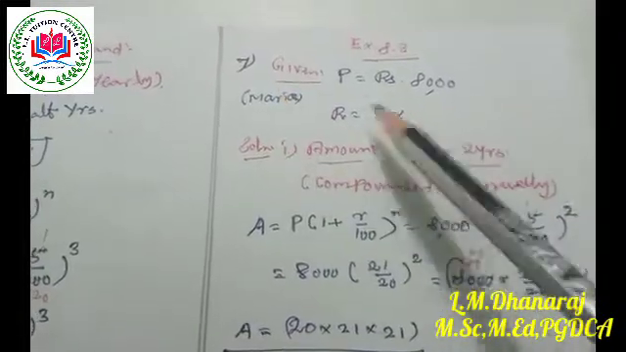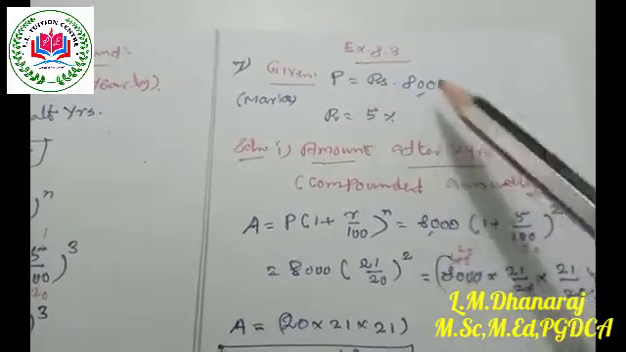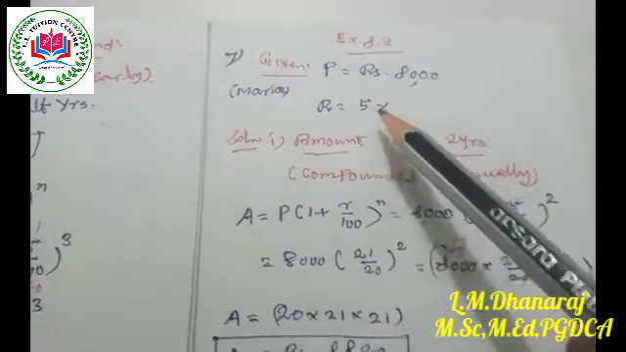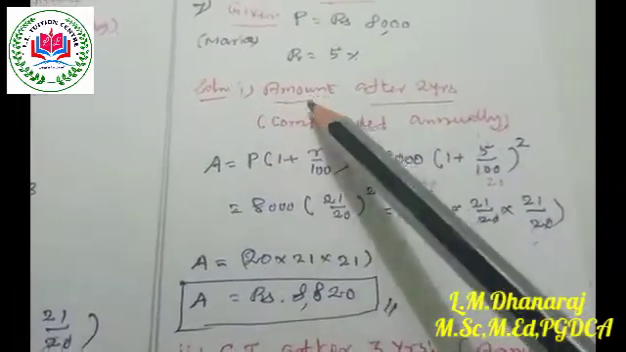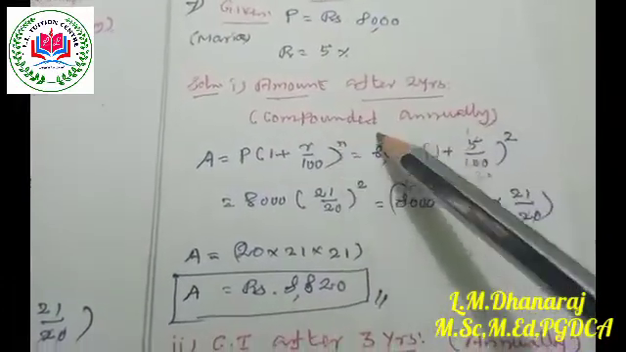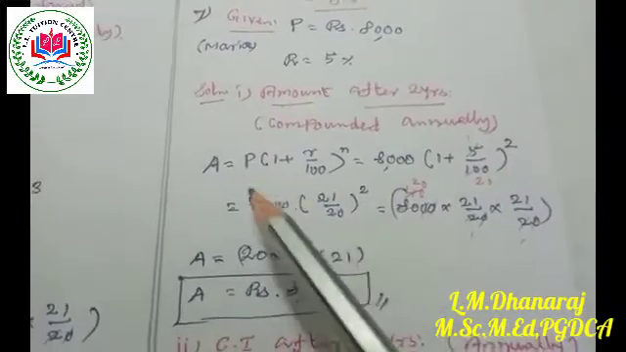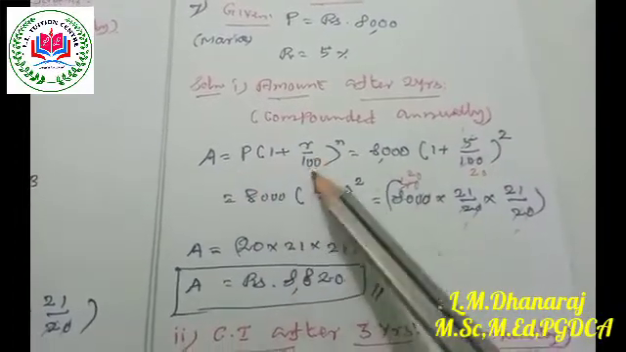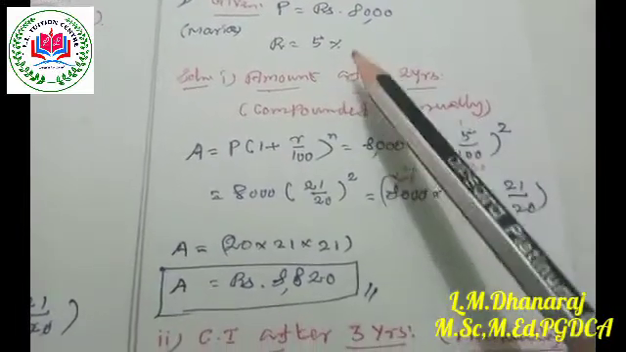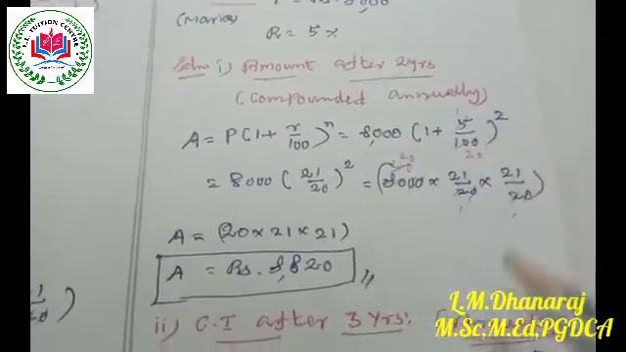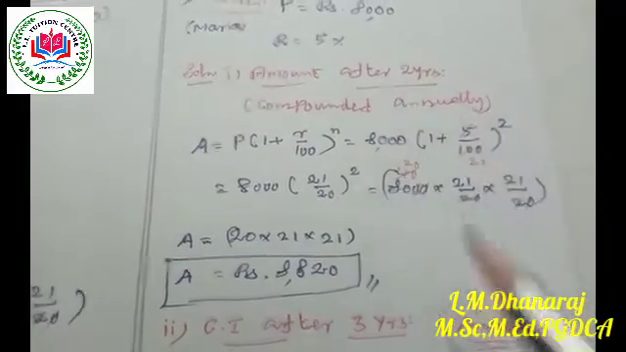Question number 7. It is given that the principal amount is rupees 8,000. Rate of interest is 5%. Now, for the first subdivision, we have to find out the amount after 2 years, which is compounded annually. Amount is equal to P into 1 plus R by 100 whole power n, that is 8,000 into 1 plus 5/100 whole power 2. And n is equal to 2 years.